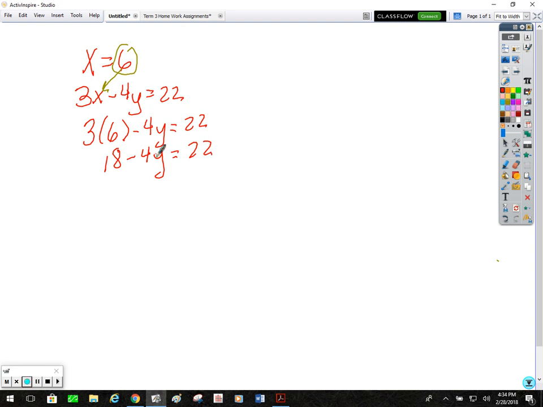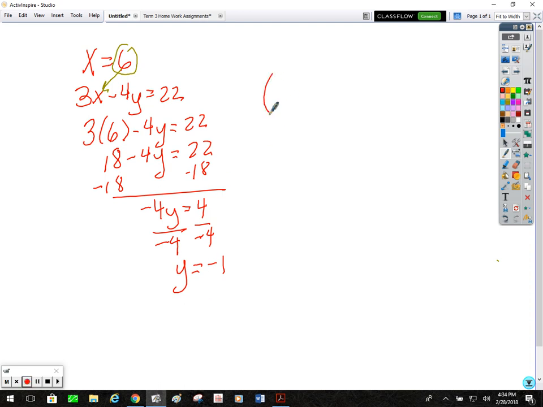I'm trying to isolate this y by itself. So what I need to do is move this 18 to the other side. So I have negative 4y, and then 22 minus 18 is 4. Then we're going to divide by negative 4. I should have y is equal to negative 1.